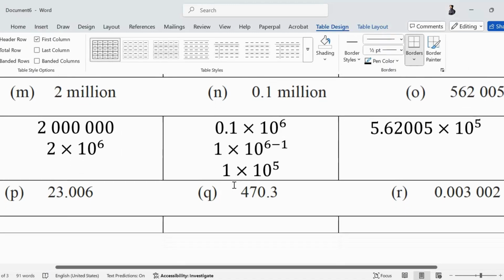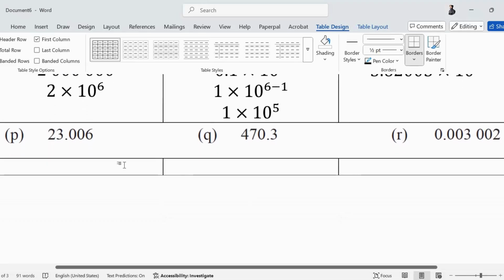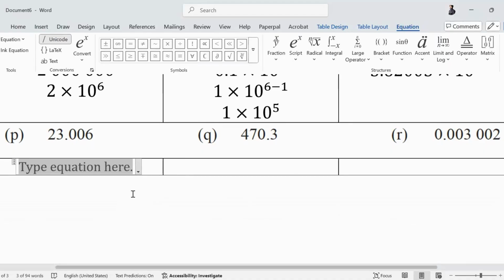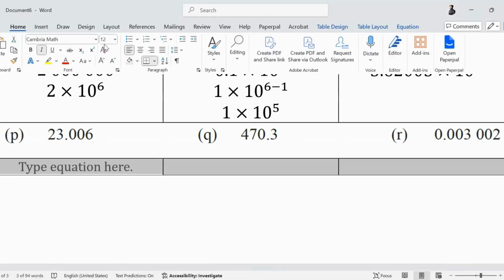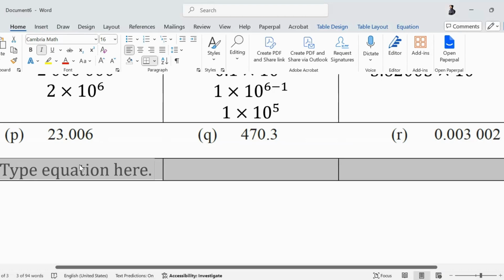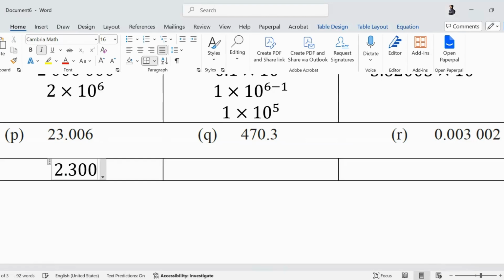Yes, 23.006. Now what? Exponent 4. Yes, how many decimal places? Are you moving it to the left or are you moving it to the right? Left. 2.3, one decimal place to the left, exponent -1, simple.